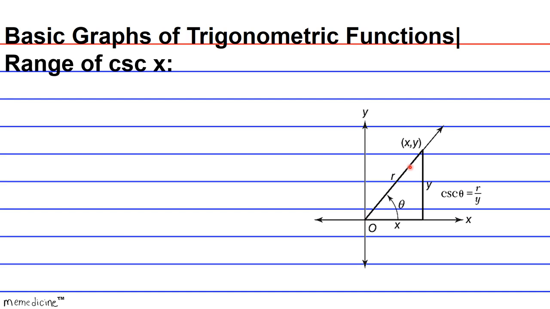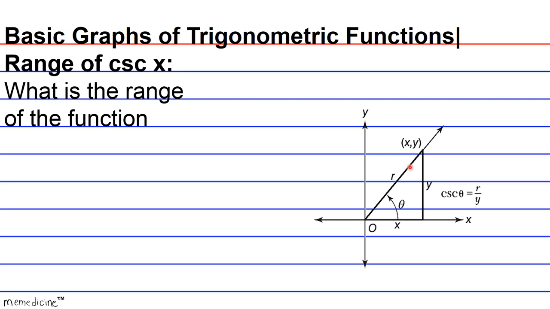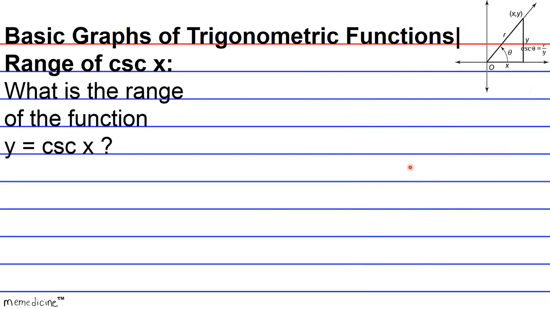Let's get on with the actual concept. So what is the range of the function y equals the cosecant of x? And when I say range, I'm talking about the set of all possible values for the dependent variable. The dependent variable here is going to be our y values, or y coordinates, the complete set of y coordinates. And they depend on the independent variables, or your x values, okay?